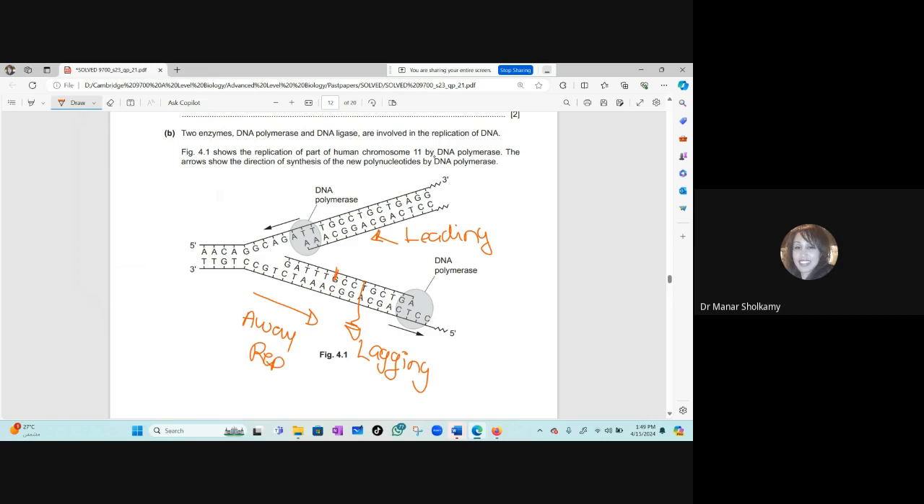And then these Okazaki fragments, who will fuse them together? The DNA ligase enzyme. Ligase enzyme. And then what is the last sentence that you write here to end the story of the DNA replication?